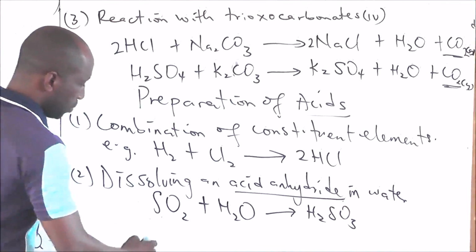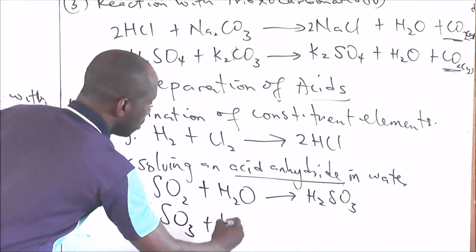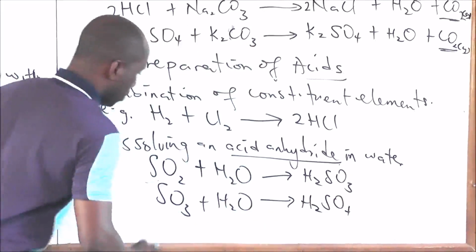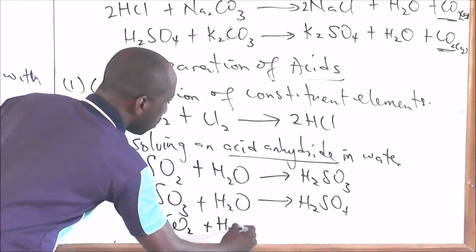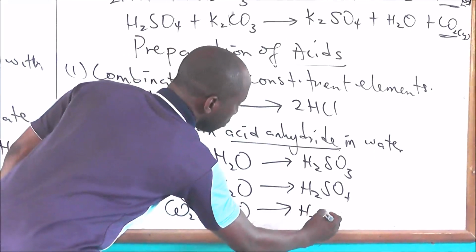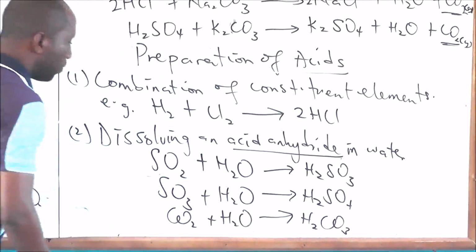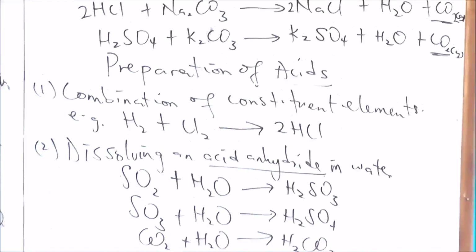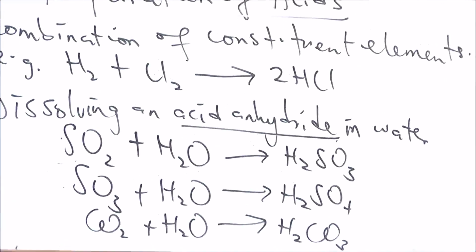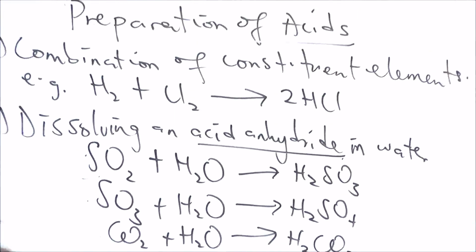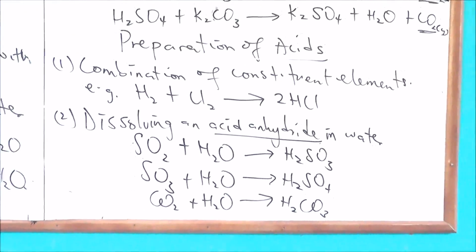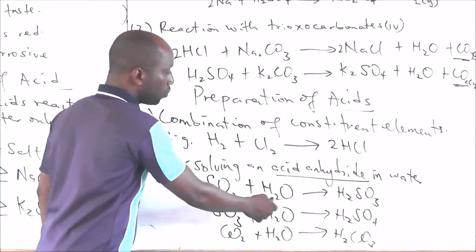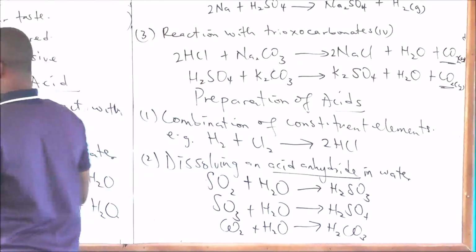Another one is SO3. Dissolve this in water, I'm going to get H2SO4. What about CO2? If you dissolve CO2 in water, you are going to get H2CO3. So if they ask you to give three examples of acid anhydride, you can give them SO2, SO3, and CO2. Like I said, they are oxides of non-metals that when you dissolve them in water, they tend to give you acid.